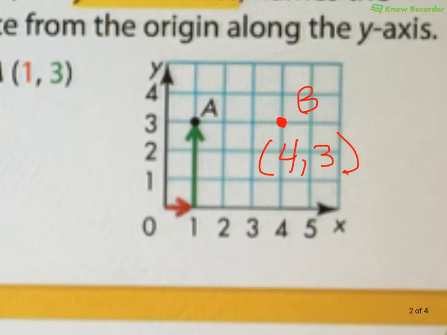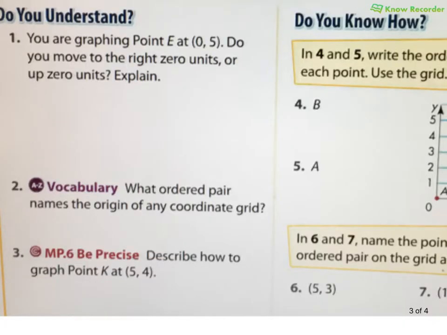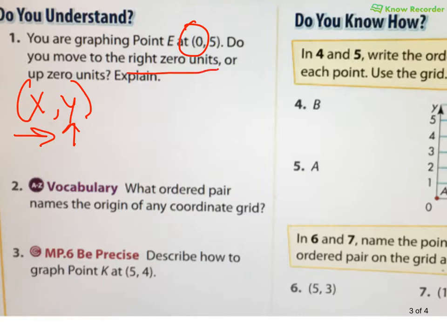Always x first. You're graphing point E at 0, 5. Do you move to the right 0 units or up 0 units? Well, like we said, we do x first. X goes to the right, y goes up. 0 is the x coordinate, so we don't move to the right at all. So we move to the right 0 units.